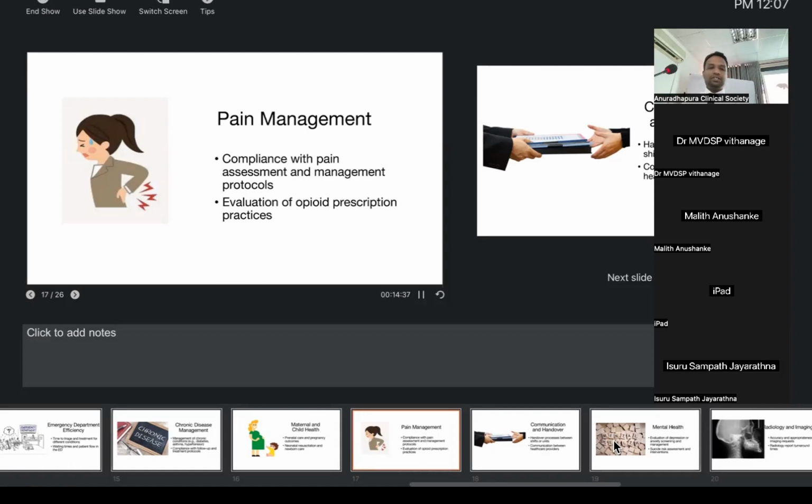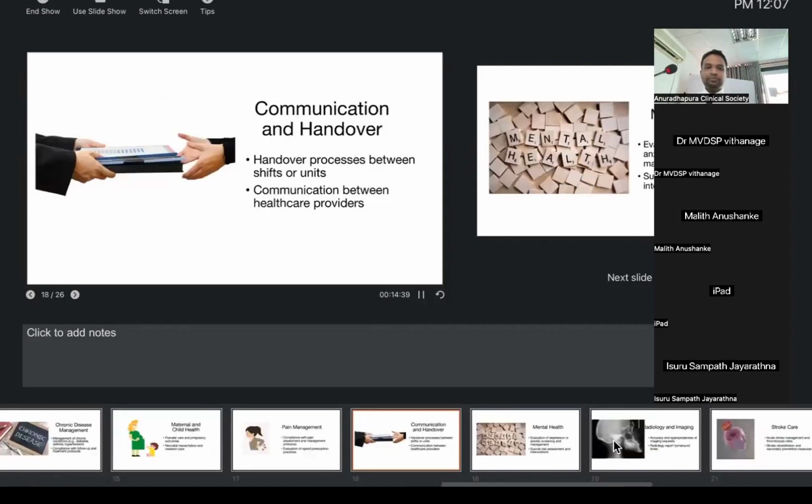What you have to do is go and practice. Communication and handover, right? I hope that is not in Anuradhapura, but especially in the peripheral hospitals, especially some of the peripheral units.